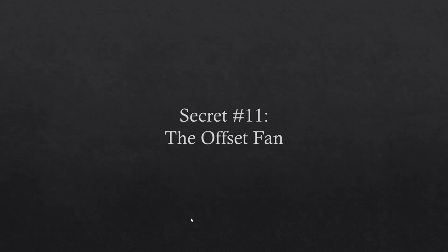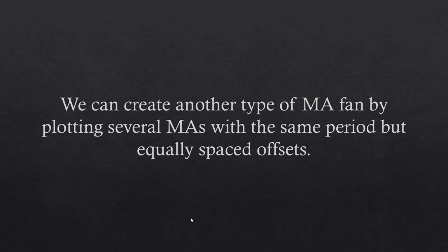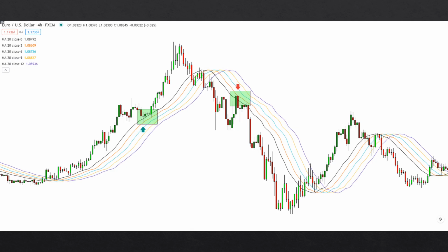Secret number 11, the offset fan. The offset fan is an extension of two previous secrets we talked about. Just like we can create a fan of moving averages with same offset and equally spaced periods, we can create a fan of moving averages with the same period but with equally spaced offsets. That will create a slightly different effect in the way the moving averages are displayed, and it might yield different opportunities that could not have been observed in other ways.